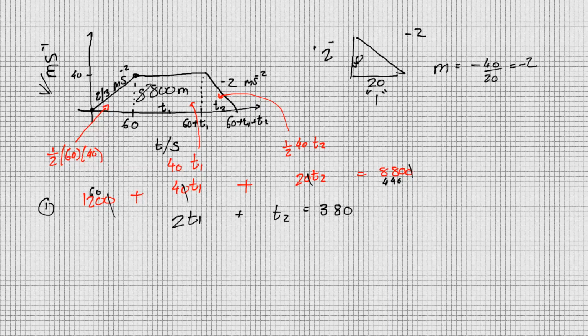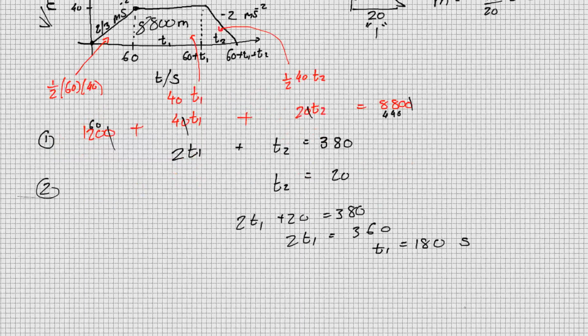So actually our second equation is just T2 equals 20. It's not really an equation, it's actually a solution. So if T2 is 20 and I sub that in, I get 2T1 plus 20 equals 380. So that means 2T1 equals 360. So T1 equals 180 seconds.